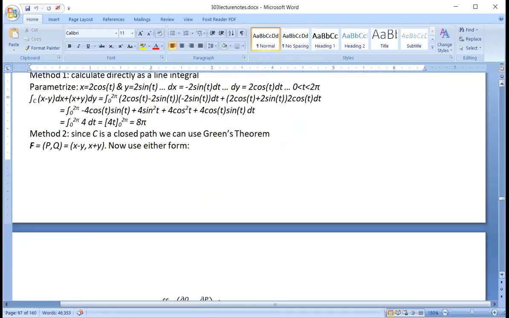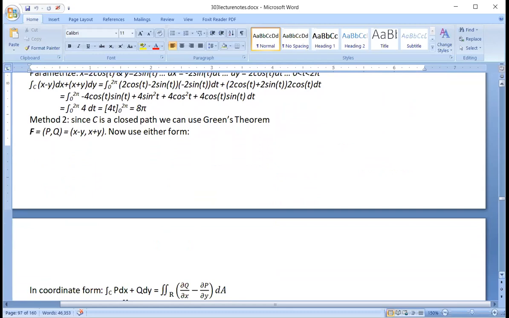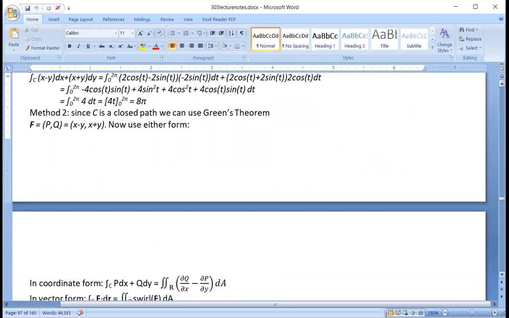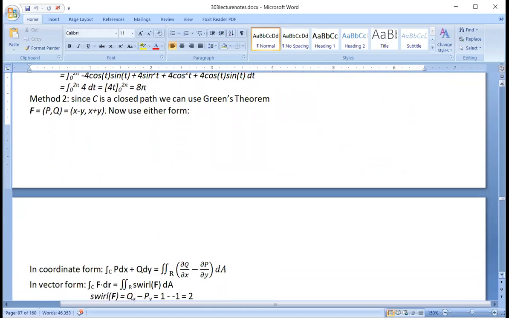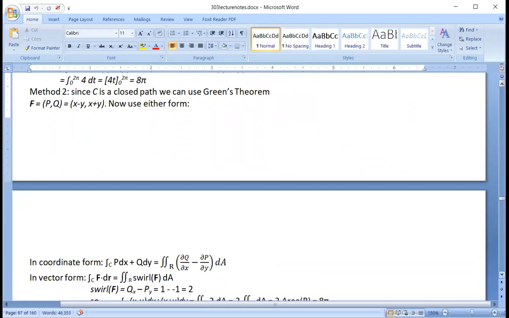So remember, in coordinate form it looked like this, and in vector form it looked like this. So I prefer vector form. Let's do it that way. So the swirl of this vector field, Q is x plus y, so dQ/dx is 1.